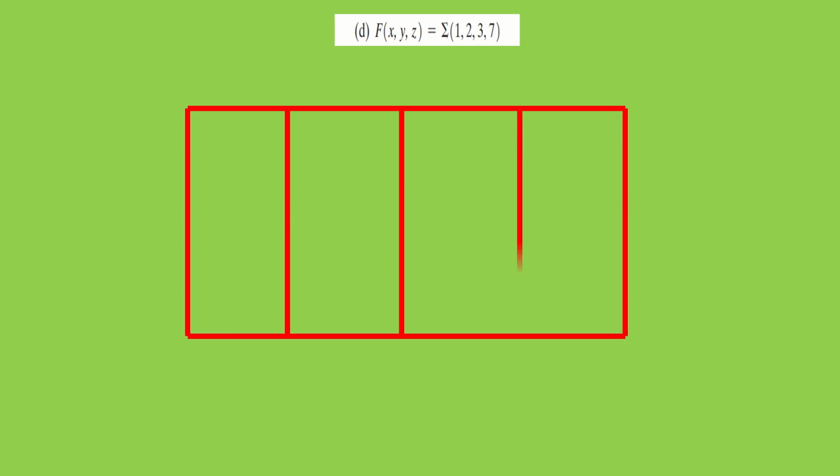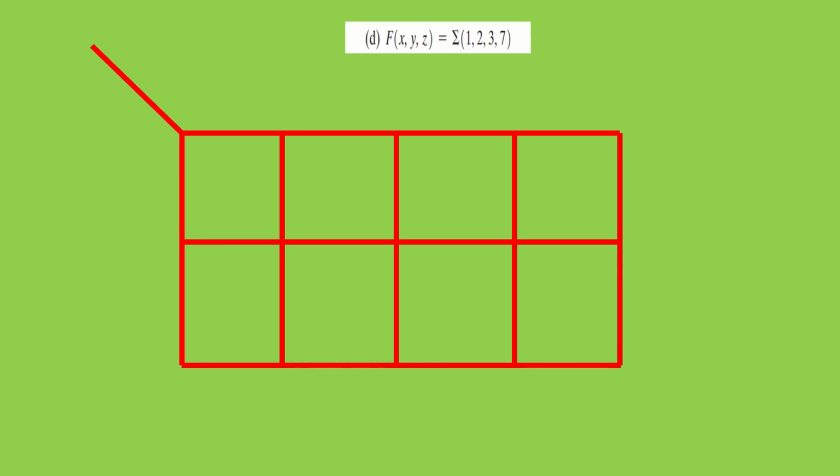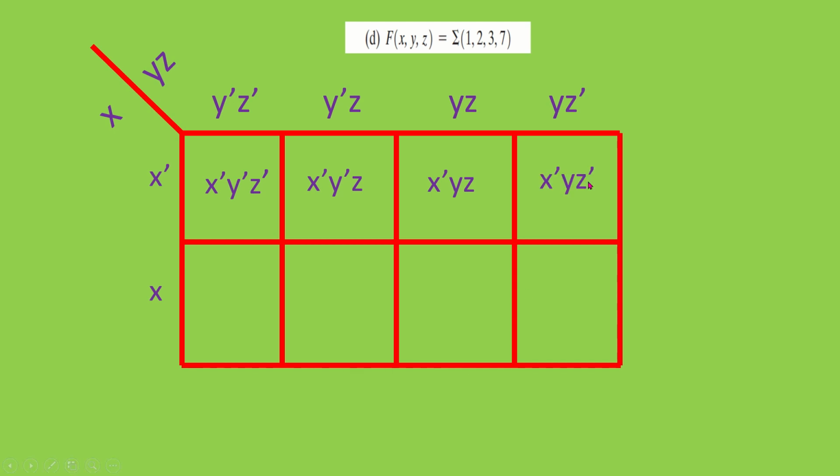So for this we are going to draw a 3-variable K-map. It consists of 8 cells and the variables are x, y and z. Row wise we have the variables placed as x' and x, and column wise it is y'z', then y'z, then yz, then yz'. The corresponding cells are marked with the minterms: x'y'z', this cell x'y'z, then x'yz, and this cell x'yz'.